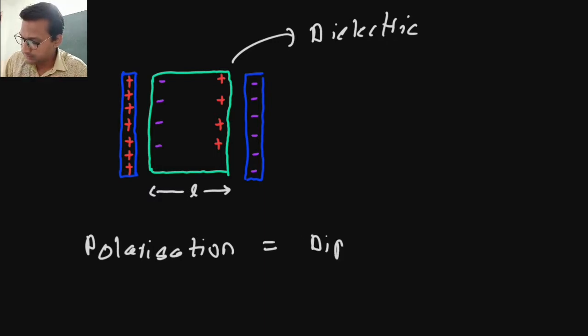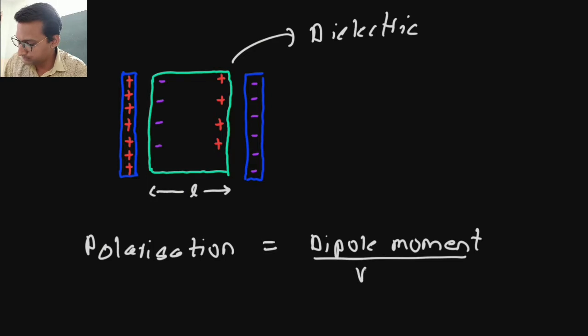Dipole moment per unit volume of that dielectric material. Polarization is for the whole slab, while dipole moment is for individual molecules. Now we are going to try and find the relation between polarization and the density of polarization charges.